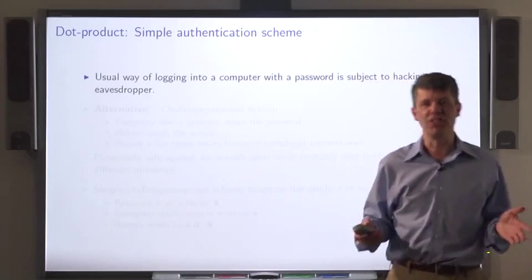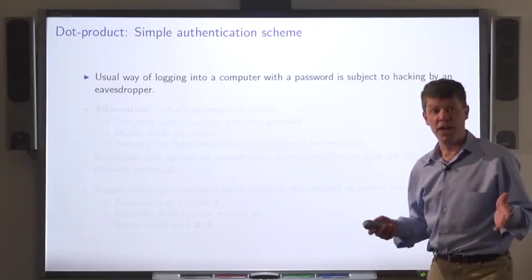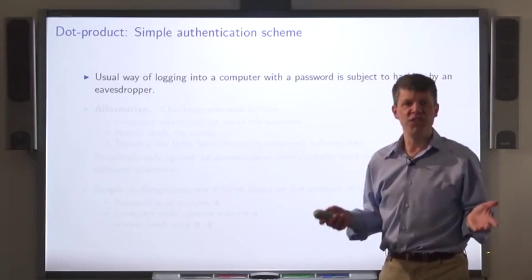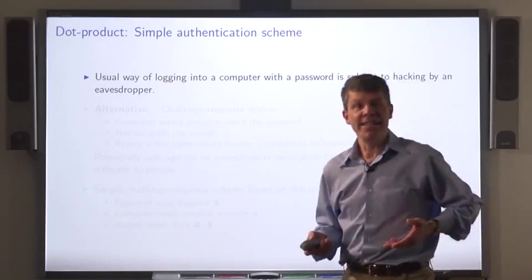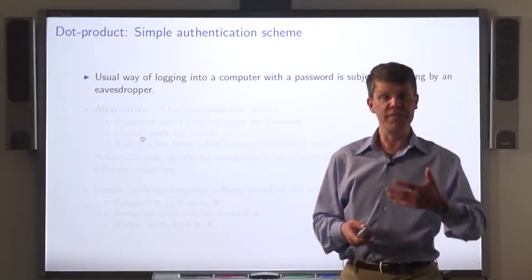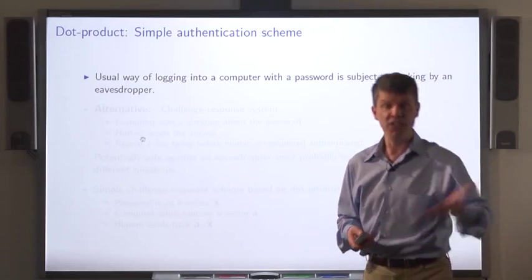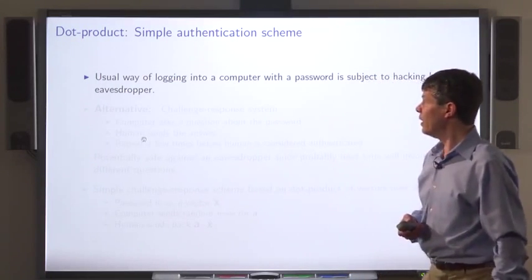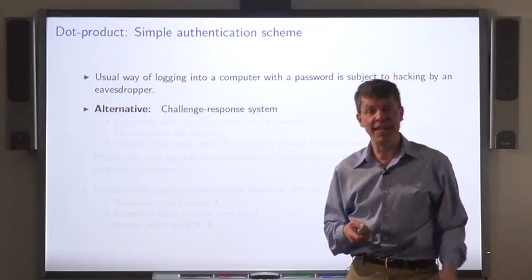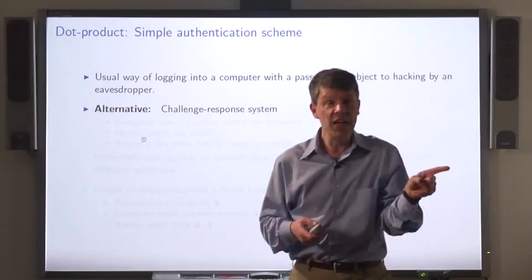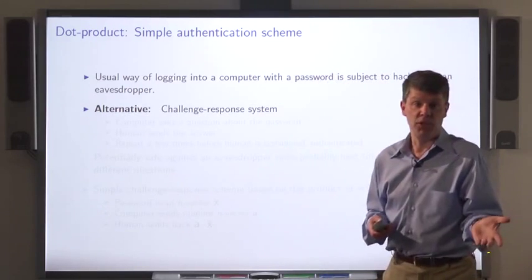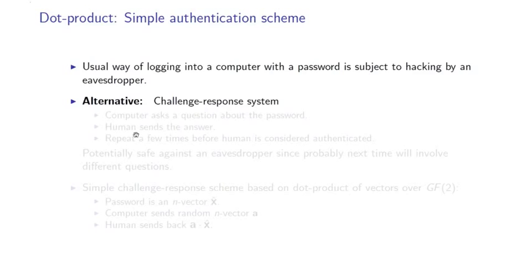Let me give you an application of dot product over GF2. A usual way of logging into a computer is by sending the password over the wire to the computer. The computer checks to see if the password matches its records and lets you in if it does. Now, that's dangerous, because if an eavesdropper managed to see the password going over the wire, she could then break into the computer herself.